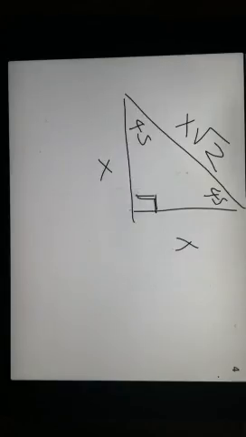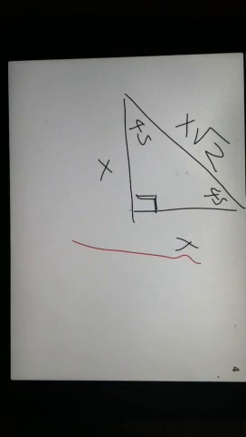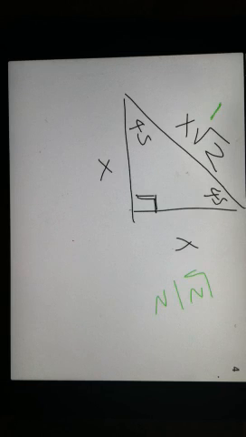Now with this information, we know that the radius here is always going to be 1, so this measure right here is going to be 1. That means this right here is going to be root 2 over 2, and again on this side, root 2 over 2.